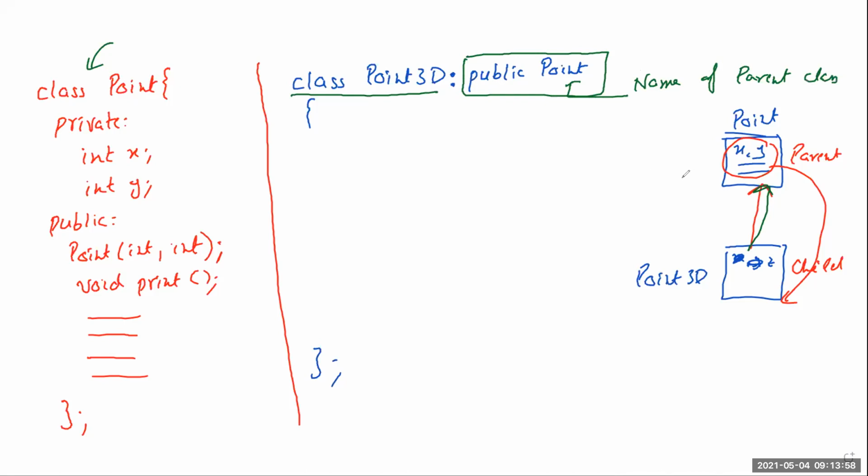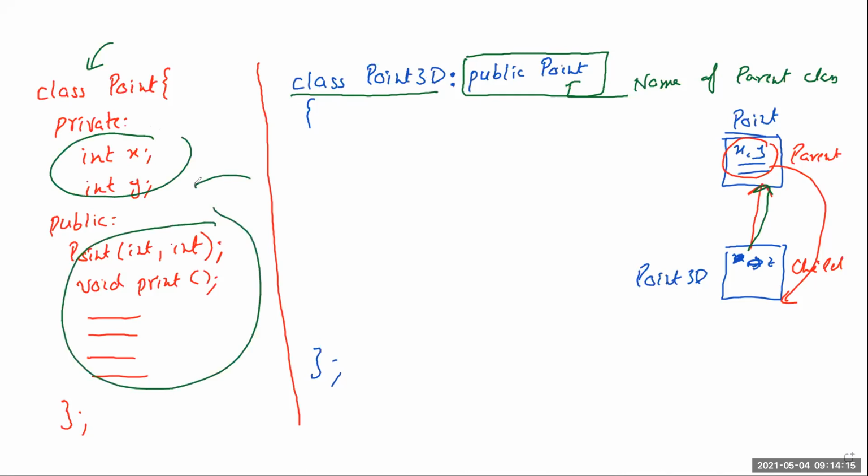Okay, now what happens with this? If I leave it empty, I don't write anything here, and I ask you how many data members Point3D has, your answer should be 2. Why? Because when we do inheritance, when we say Point is the parent of this, all of this now becomes a part of this class. You can assume that you just copy it and paste it here.